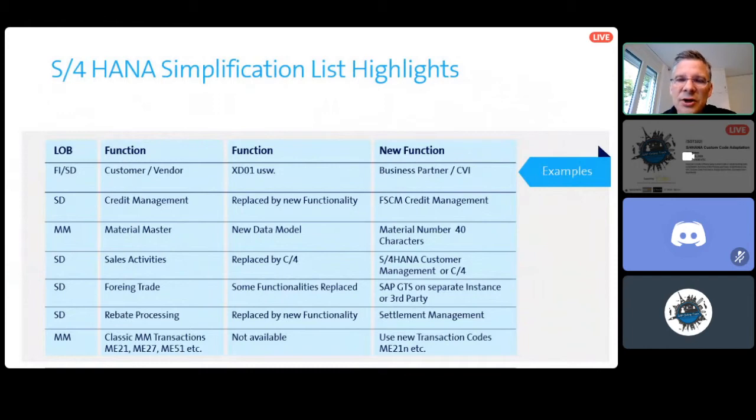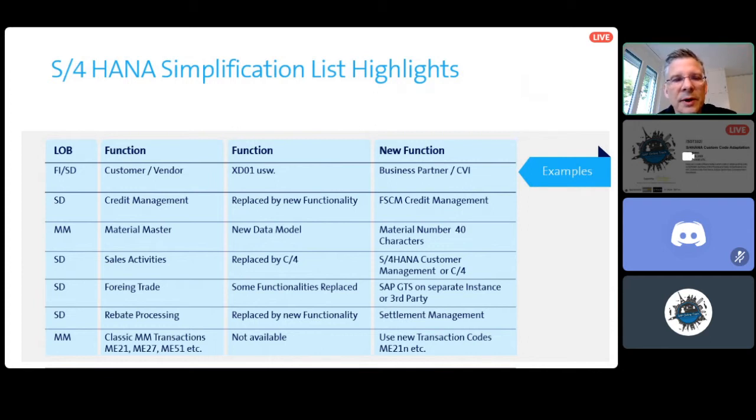The SAP Simplification List is, I think, a 900-page document where everything is explained that has changed between R3 and S4. So what is missing, what has changed. Everybody has maybe heard of it: in old releases we had customers and vendors, and today we have the business partner. So if you have your own application code or interfaces creating customers, you need to adapt so it will create a business partner in the future.